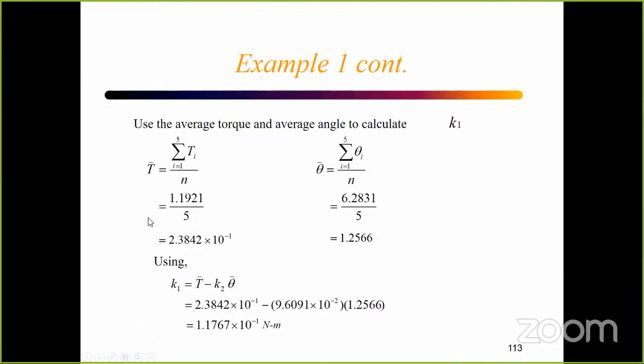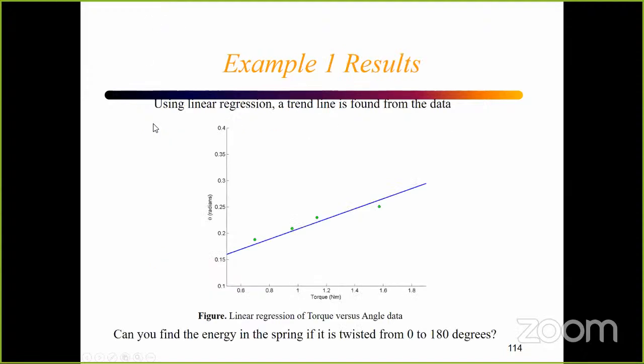Another K1 you estimate. Use the average torque. K1 should be equal to theta prime, means K1 is equal to theta t prime minus K2 theta. You'll get K1. Means if you plot, green are the observed values, blue is the line which is passing through the points, need not be exactly through. The blue line is the best fit line.